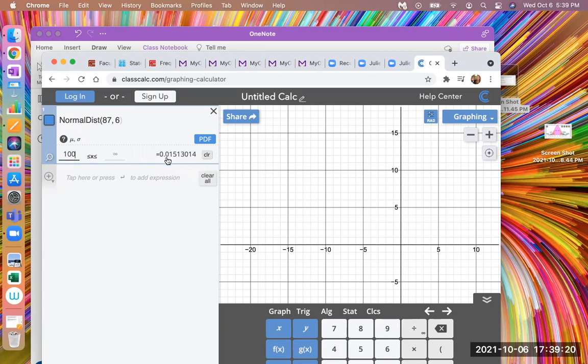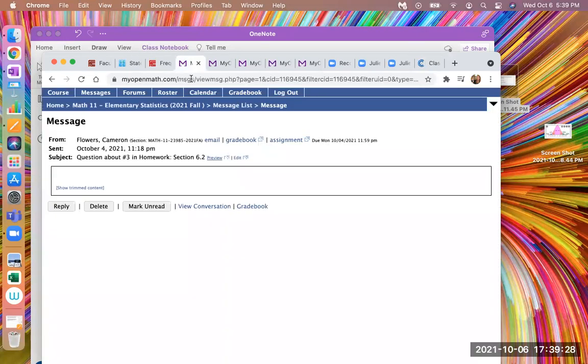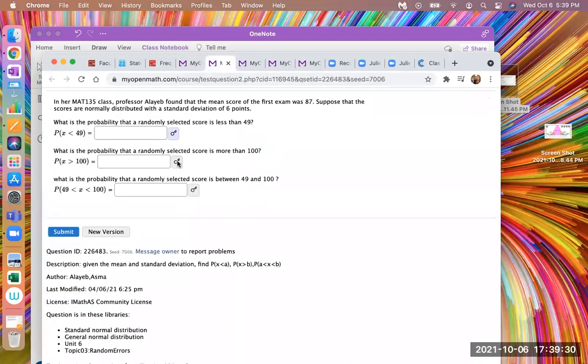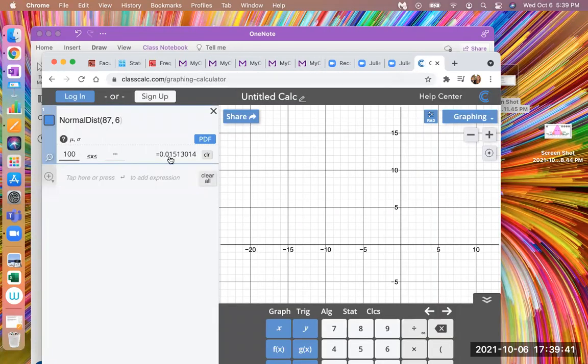So our answer is 0.015, which they may round to 0.02. So let's see what they say. Oh, they just kept all 4 decimal places, 0.0151. And there you go. That's the answer. They wanted 4 decimal places there. And there you go. That's the answer to that.